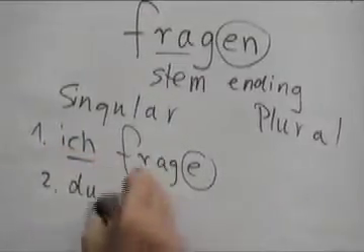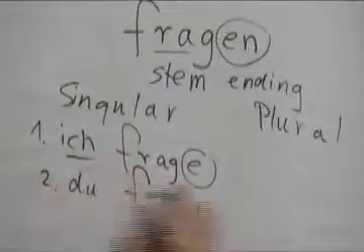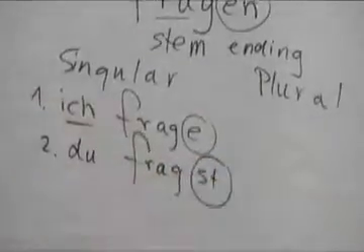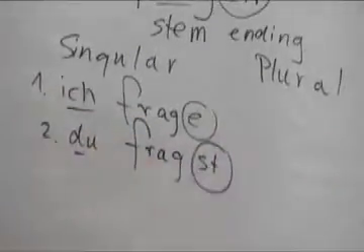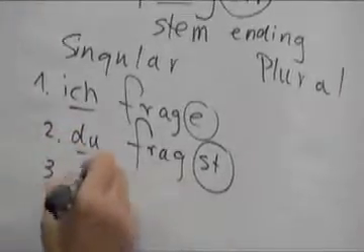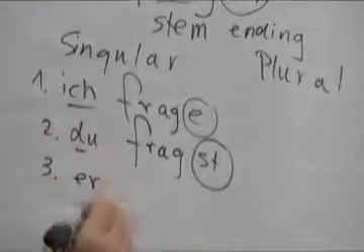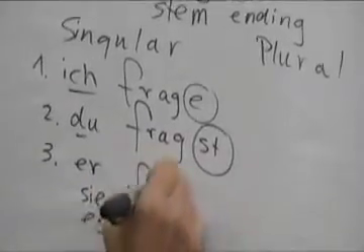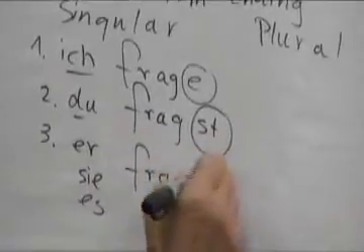Du, again, stem, personal ending for du is st. Du fragst. All right? Next one, er, sie, es: stem, personal ending is t.